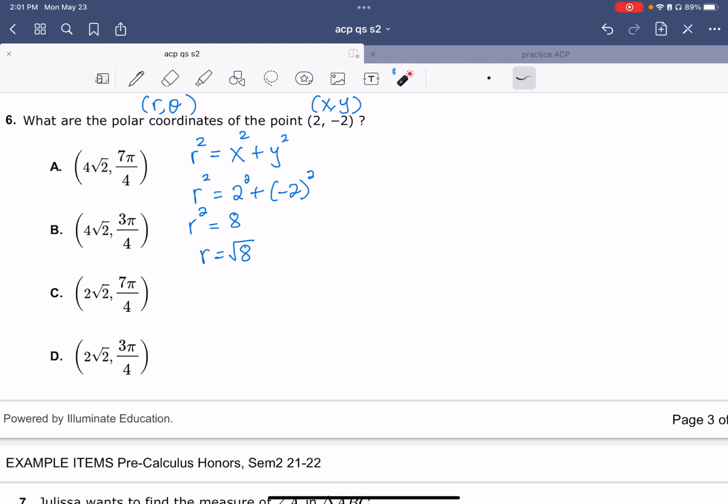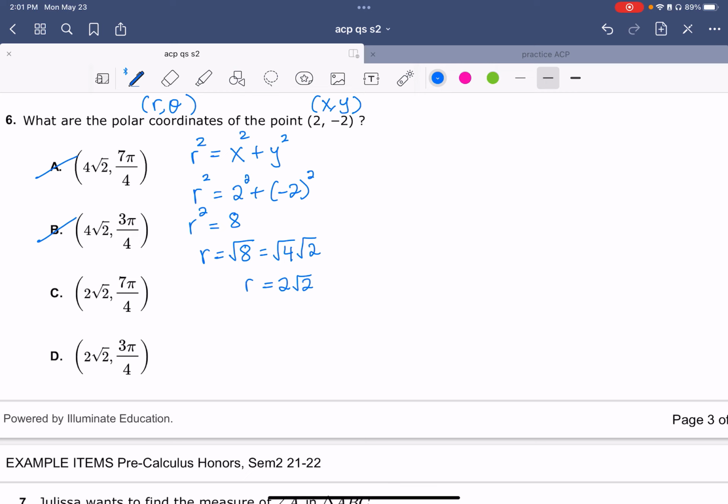Notice that none of the answer choices have the square root of 8 as their radius, meaning they simplified it. So you've got to figure out two numbers that multiply to 8, where at least one of those numbers is a perfect square. Those two numbers would be the square root of 4 and the square root of 2. 4 times 2 is still 8, and the square root of 4 is a perfect square, which equals 2. So you get that r is equal to 2 square root of 2, so you can cancel out choices A and B. Even if you get this far, at least you get a 50-50 chance of guessing the correct answer.